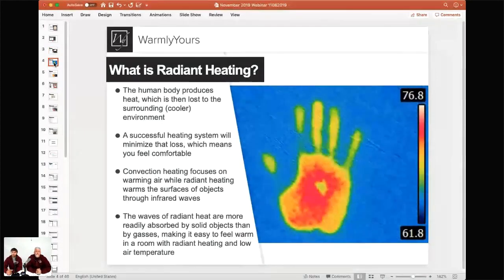Great question. Radiant heating is, first of all, just one of the main three ways of transferring heat. For example, the human body produces heat and then it's lost into the surrounding cooler environment. A successful heating system will want to minimize that loss to make you feel comfortable. Typical convection heating will focus on warming the air, while radiant heating specifically warms the surfaces of objects through infrared waves. That's why it's so great.